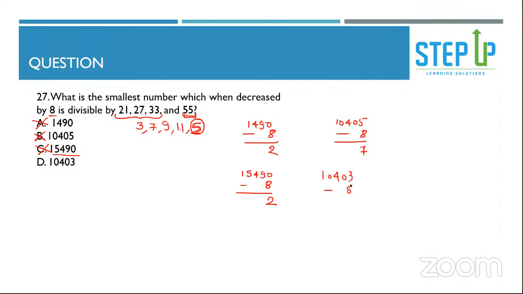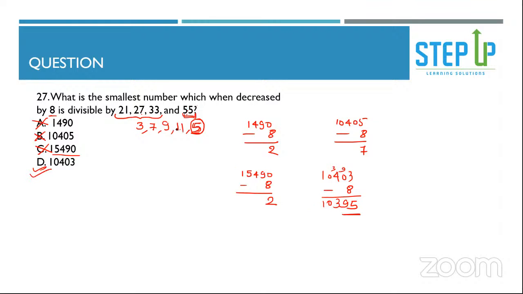10403 minus 8, right? 10403 minus 8. Will it give you the answer? 13 minus 8 is 5, right? I need 5 at unit place. Wonderful. Let's solve this. This will be 9310395. So this will be my answer.